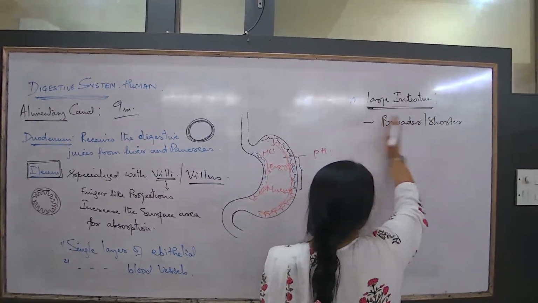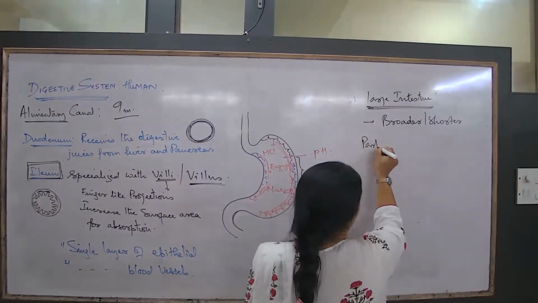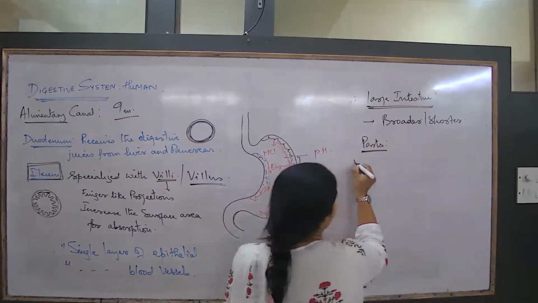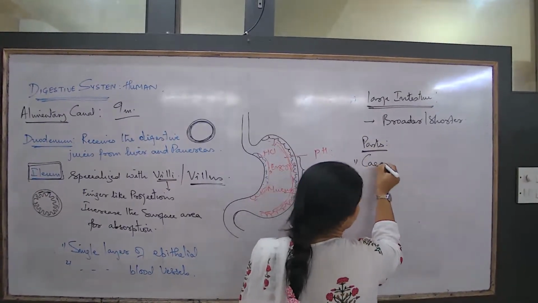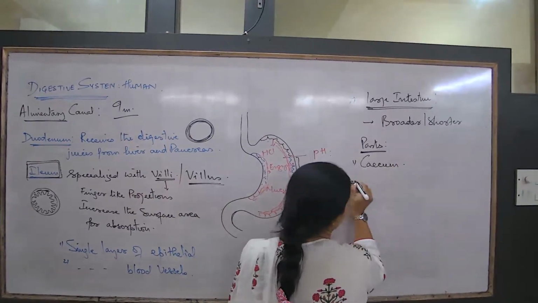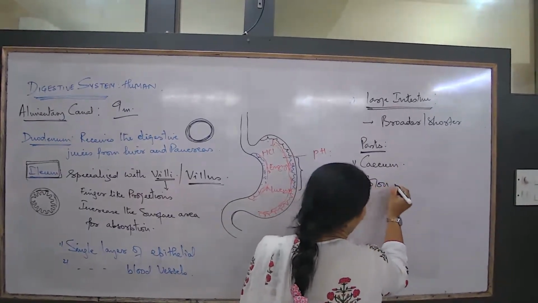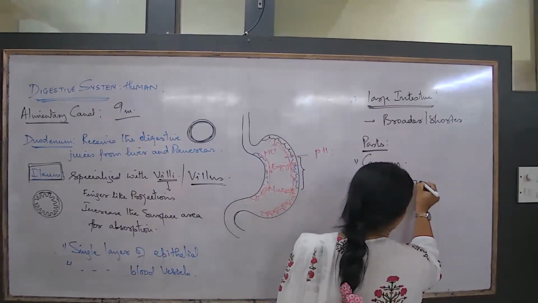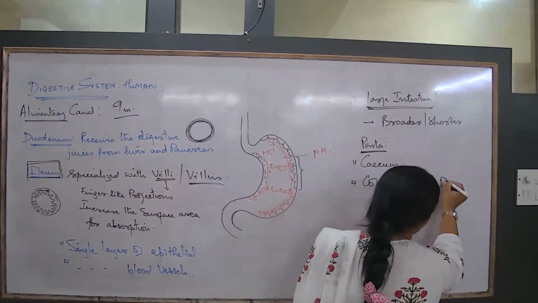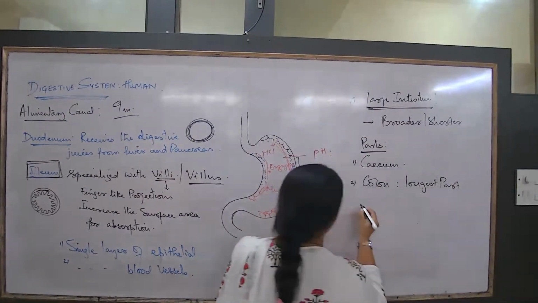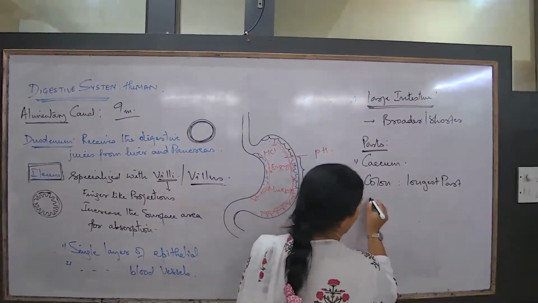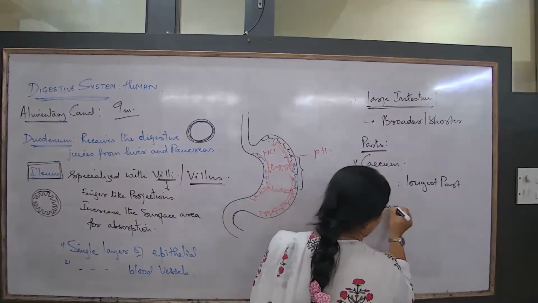Okay, let me talk about the parts first. What are the parts of the large intestine? The first is the cecum, then the colon. Colon is the longest part of the large intestine. I'll show you the figure again. And then the third part that we talk about is the rectum.